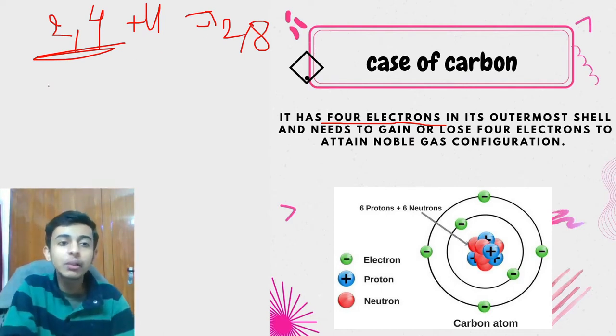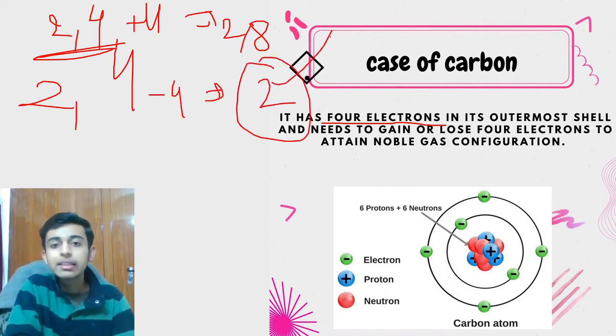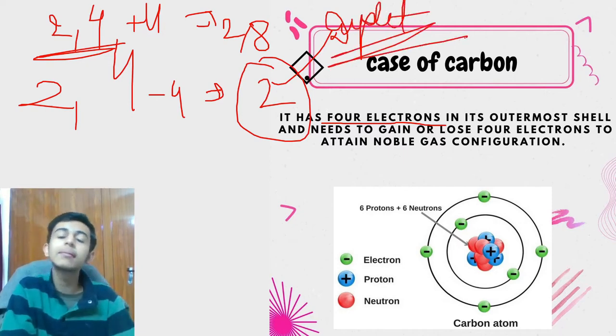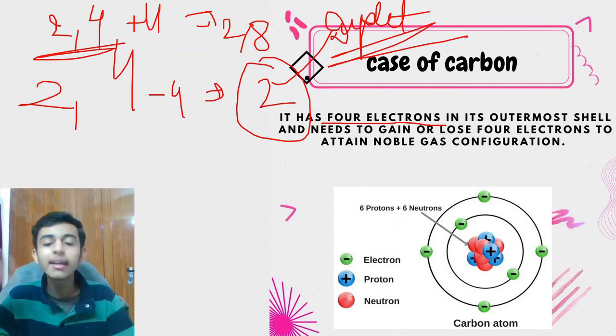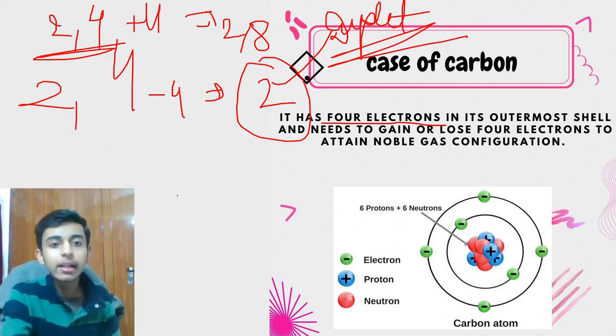Stability. What if it loses 4 electrons? If it loses 4 electrons, then its configuration will become 2, or no? Stability. This is the duplet rule, which is another rule for hydrogen. Duplet rule means that if there are 2 electrons in the outermost shell, then the atom is going to be stable.